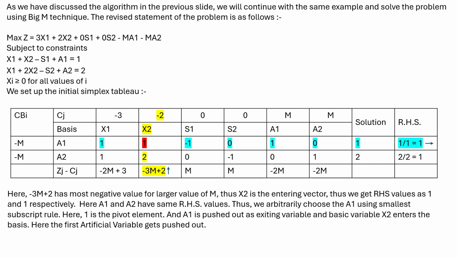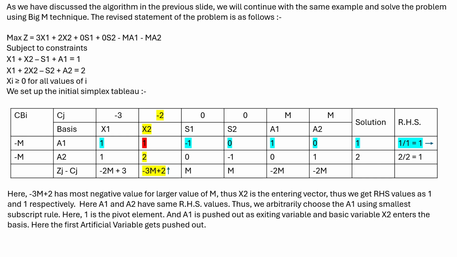Now here it is minus 3 because we have converted this maximization problem into a minimization problem for the sake of standardization, and for that we have to multiply the entire objective function by minus 1. So here it is minus 3. So we subtract this minus 3 from minus 2M, thus we get minus 2M plus 3.